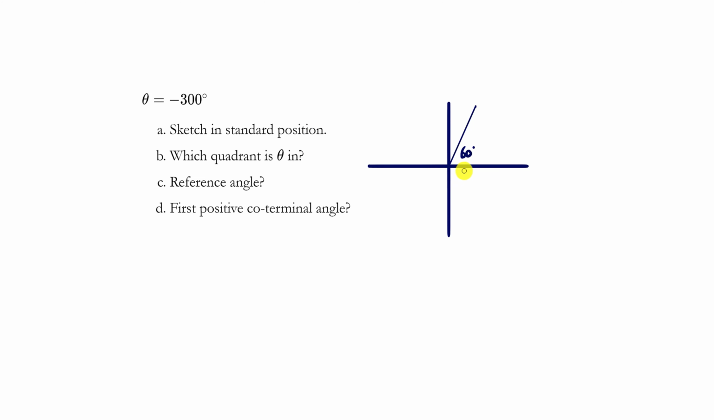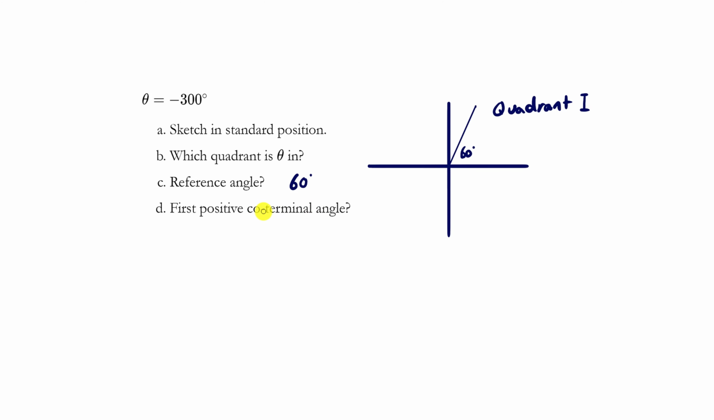So in standard position, we start on the right, we go counterclockwise until 300 degrees later, we have 60 left over as the reference angle. And this quadrant is called quadrant 1, or Roman numeral I.